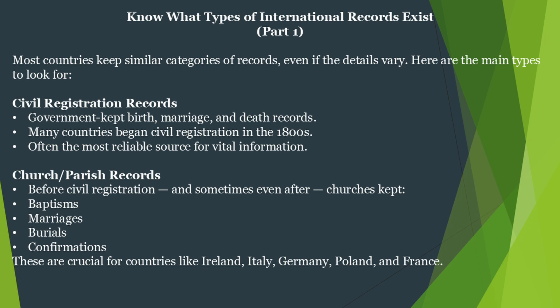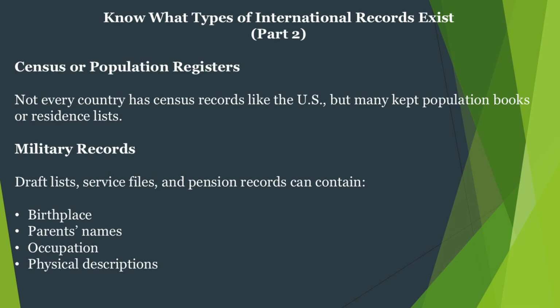2. Church and parish records. Before civil registration, and sometimes even after, churches kept baptisms, marriages, burials, and confirmations. These are crucial for countries like Ireland, Italy, Germany, Poland, and France. 3. Census or population registers. Not every country has census records like the U.S., but many kept population books or residence lists.